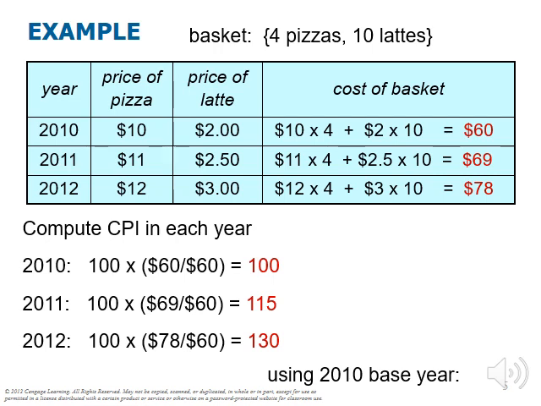For 2012, the cost of the basket was $78. We'll divide that by our base year cost of basket, $60, and multiply by 100, giving us a CPI of 130.